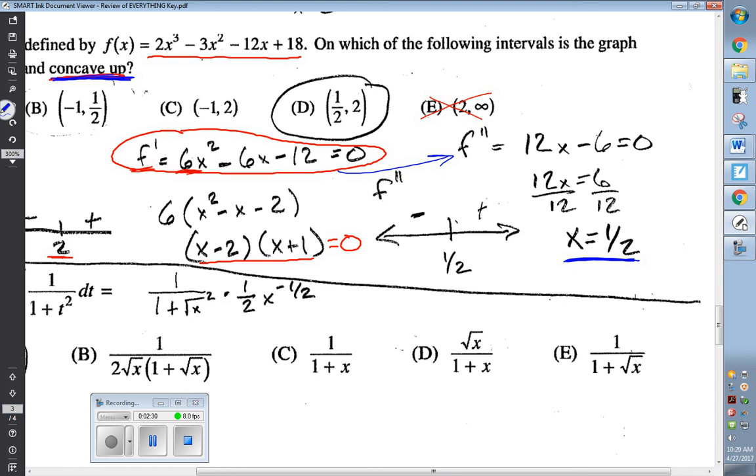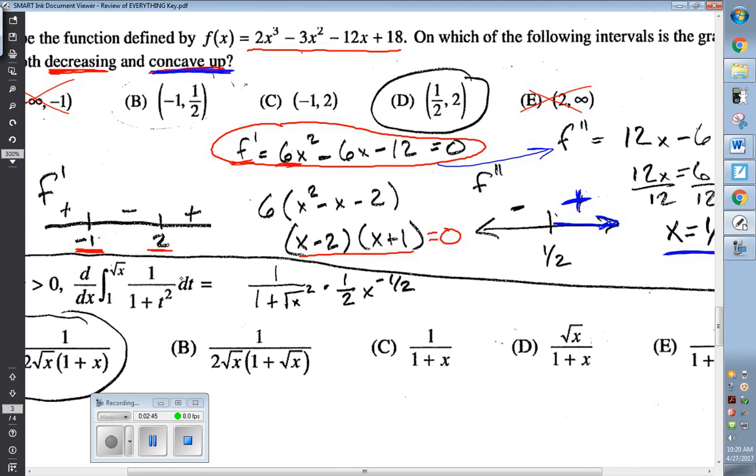I want to know concave up. So where on that thing is it concave up? 1/2 this way. Because it's positive here on this interval, from 1/2 that way, it's concave up. So I want to know where do they overlap? From 1/2 and above, and from -1 to 2. So from 1/2 to 2 is when they would match up with each other. That's why the answer is D.